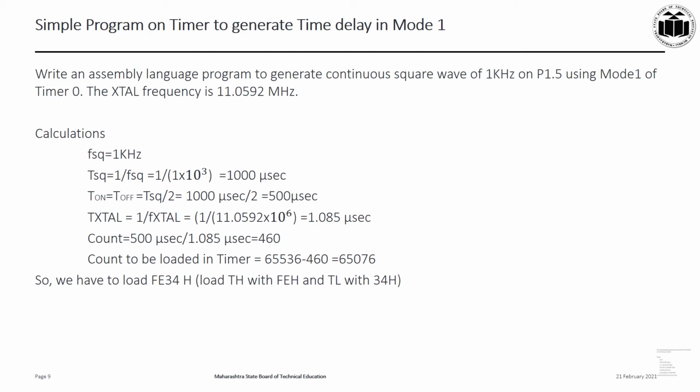Now we calculate the count to be loaded into the timer register. So subtract this 460 from 65536, and we will get 65076. By converting this into hexadecimal, we will get FE34H. So TH will be loaded with FEH and TL should be loaded with 34H to get the required frequency.